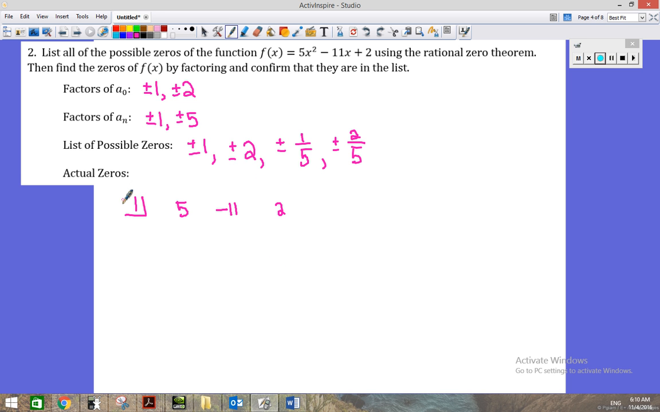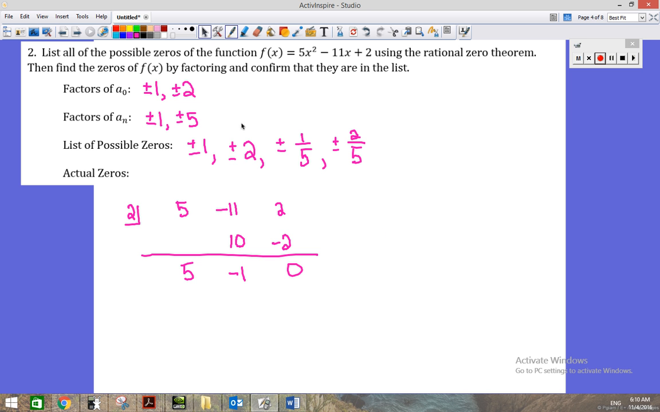Let's try negative 1. And again, I do not get a 0, so I can scratch off 1 from my list. Let's move on to 2. Remember, the first number is always brought straight down in synthetic division. Then if you're below the line, you get multiplied by the number in the box. And we have found a 0. We have found an x-intercept.